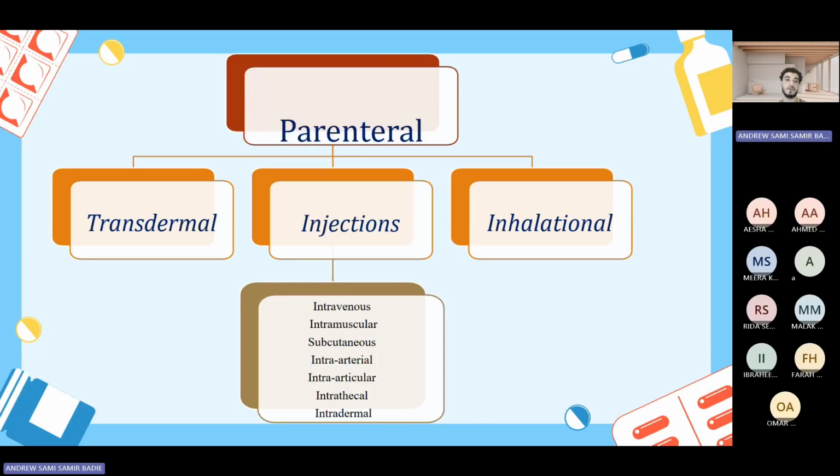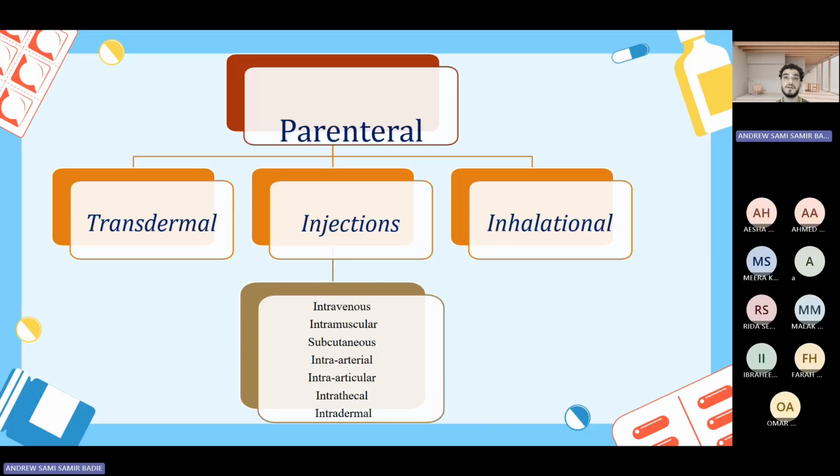So as in, you can put it inside the skin and it goes through the skin, diffuses and goes towards the entire body. Injections, we have IV, IM, subcutaneous, etc. And we have inhalation as well. Sometimes, for example, if anyone has taken anesthesia before, you put a mask on your face and they're gone.